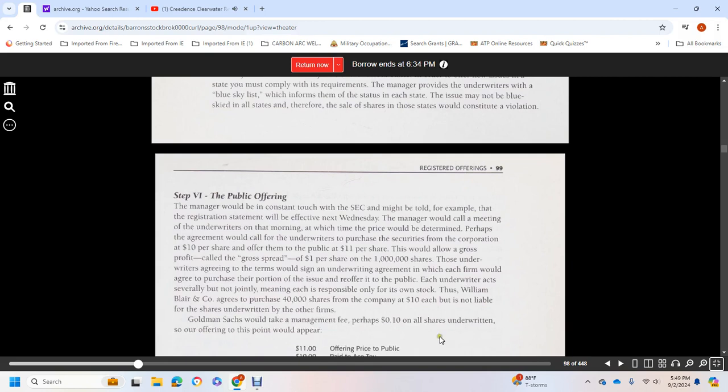Step 6, public offering. The manager would be in constant touch with the Securities and Exchange Commission. It might be told, for example, that the registration statement will be effective next Wednesday. The manager would then call a meeting of the underwriters in the morning, at which time the price would be determined.